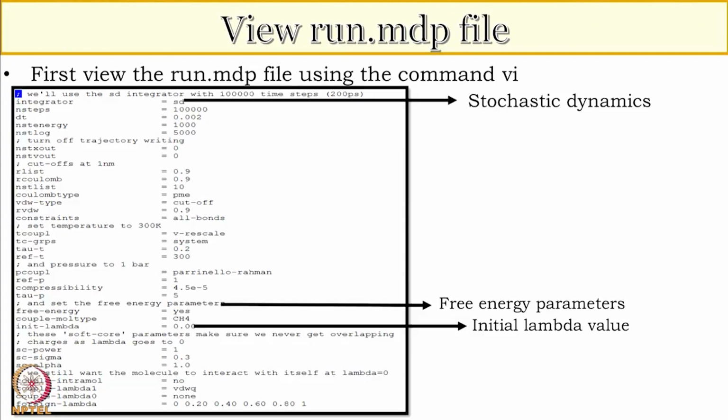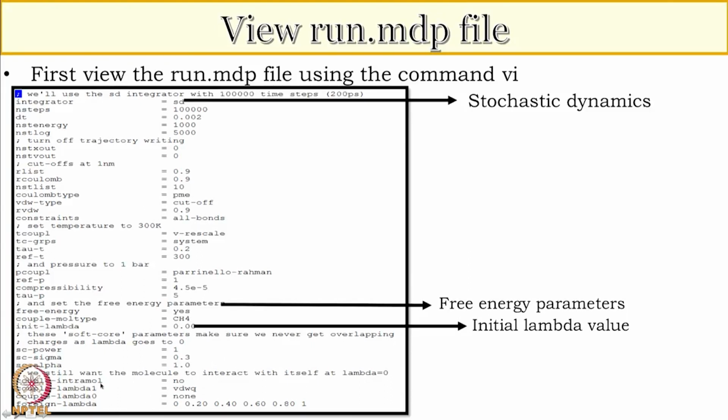Right here the free energy parameters are shown, where free energy equal to yes means you are calculating free energy. Then couple-moltype, here you have to type the residue name of your solute which you want to couple. Then you will have init-lambda, that is the initial value of lambda. Okay. So the initial value is 0, right? Then you will have the soft-core potential, that is the sigma value. Correct. Then power and all this free energy stuff.